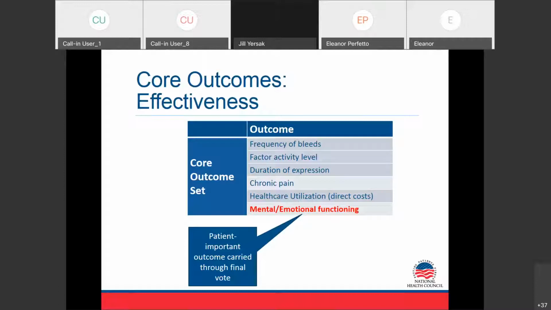So that's one reason that this was kept in here, but we also ended up with factor activity level, duration of expression, which is an important aspect of gene therapy, chronic pain, because as you know, joint deterioration is a problem with hemophilia, and then also healthcare utilization, which is a reflection of the fact that payers were involved in our process too.